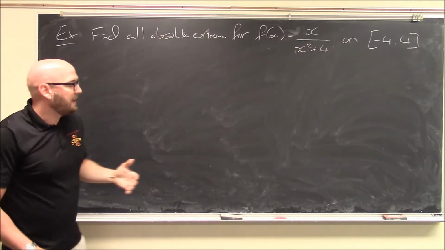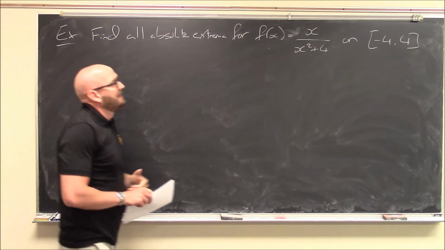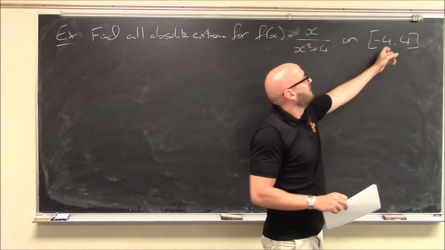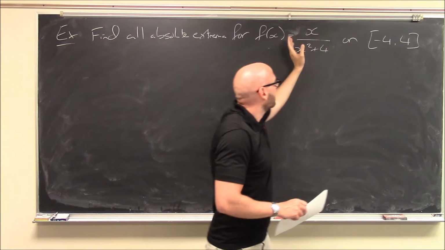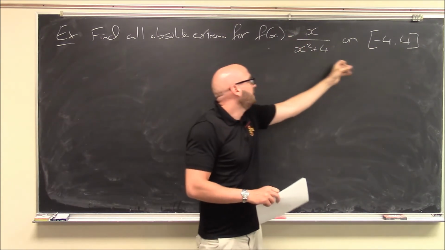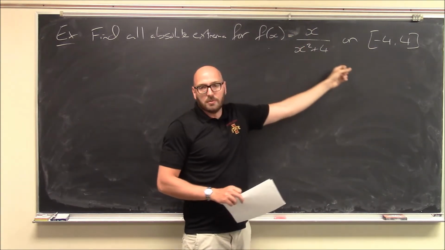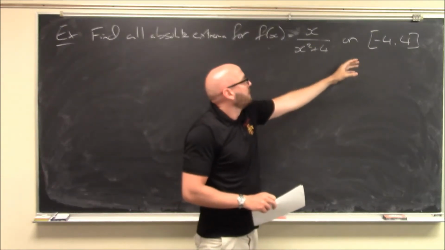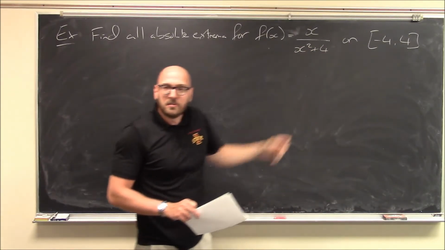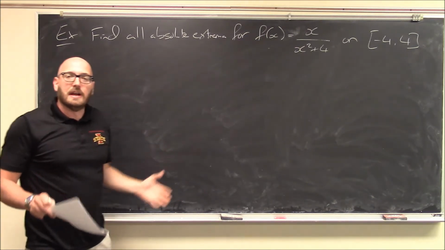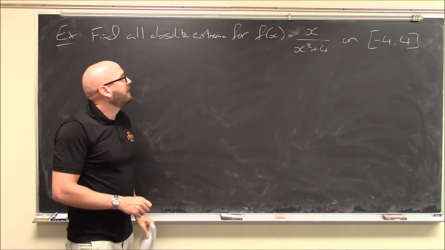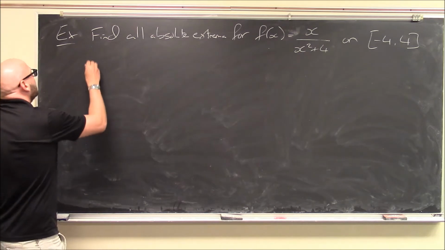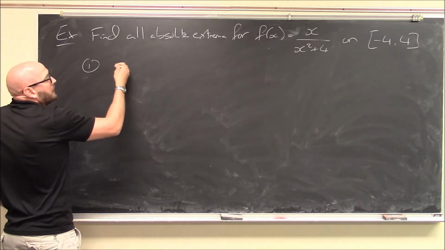That's an important note, right? This guarantees, because this is a closed interval and this is a continuous function on that closed interval, right? I'm never dividing by 0. X squared plus 4 is always positive. I'm never dividing by 0, so I'm continuous on a closed interval. Extreme value theorem says we must have an absolute max or a min. So how do we find it? Well, we find all the critical numbers. Step 1, we'll find all the critical numbers.